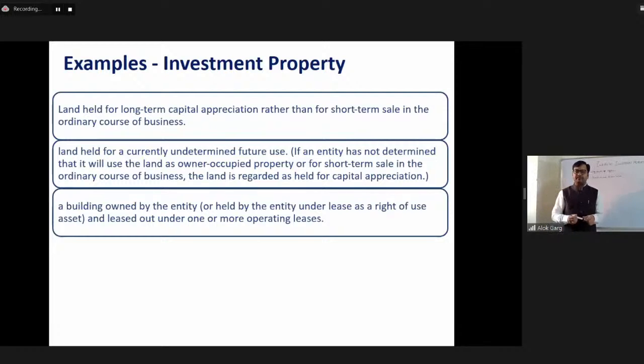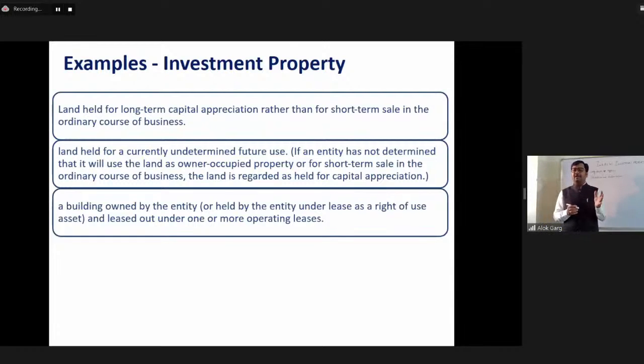Okay, so friends, the company has purchased a land, or the company has purchased a building, and the company is leasing out that building under one or more operating leases. So the company is a lessor. If a company has purchased a building and leases it out, the company is a lessor. So why has the word operating lease been used here?